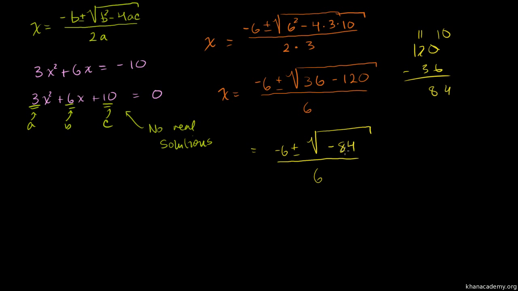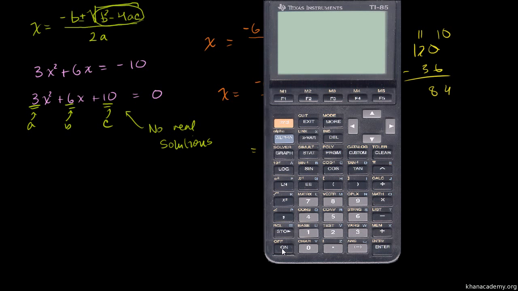We're taking a square root of a negative number. So with the b squared minus 4ac, if this term right here is negative, then you're not going to have any real solutions. And let's verify that for ourselves. Let's get our graphing calculator out, and let's graph this. Let's graph this equation right here.